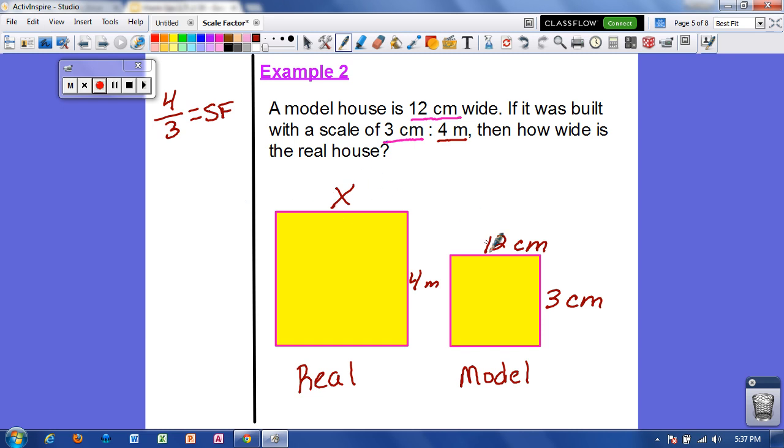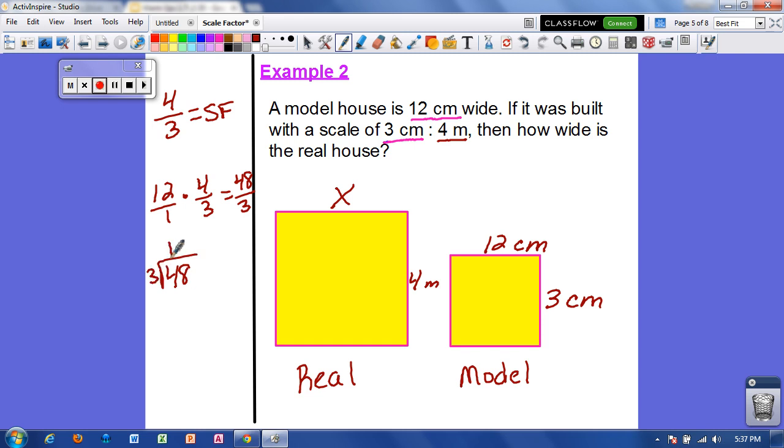Now to find x, I'm going to take the old value, multiply it times the scale factor, and that's going to give me my new value. So I'm taking 12 times 4 over 3. I'm going to put 12 over 1. 12 times 4 is 48. And 1 times 3 is 3. Now I can divide this. Top dog goes in the house.